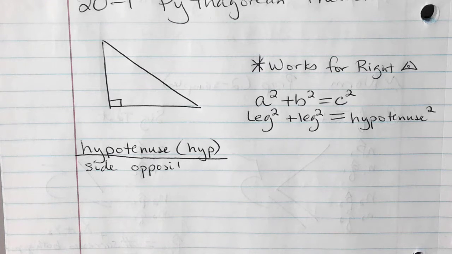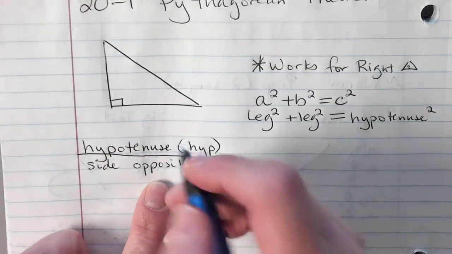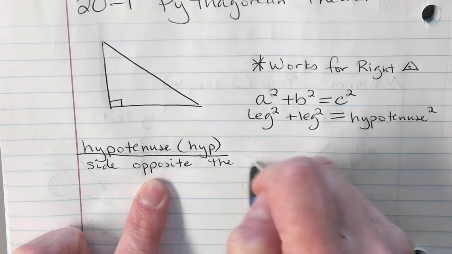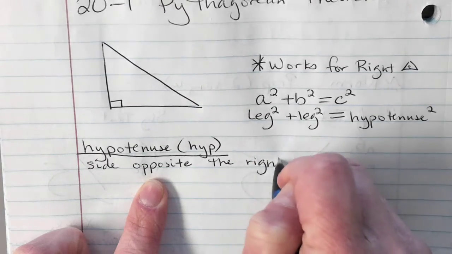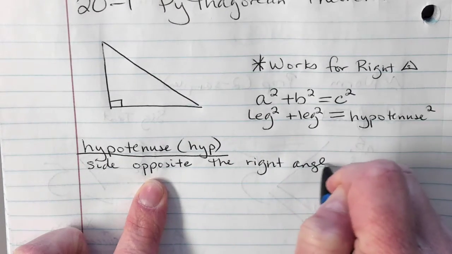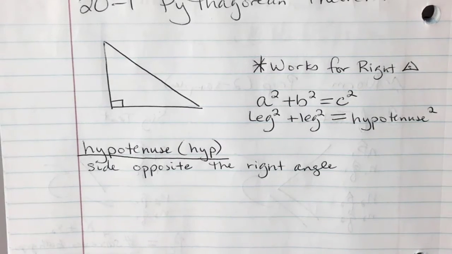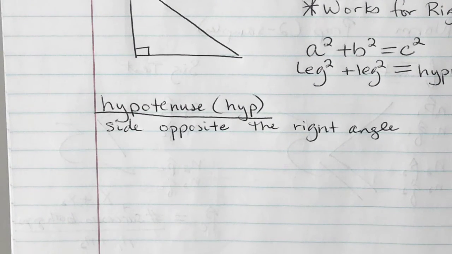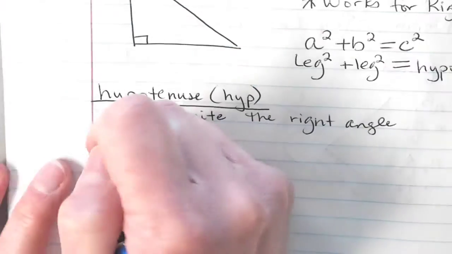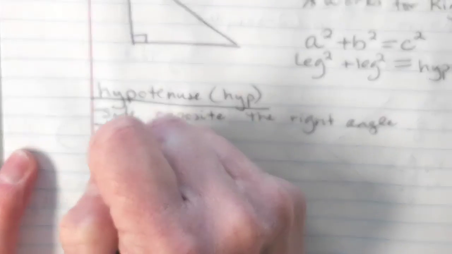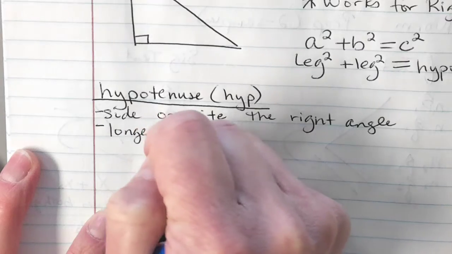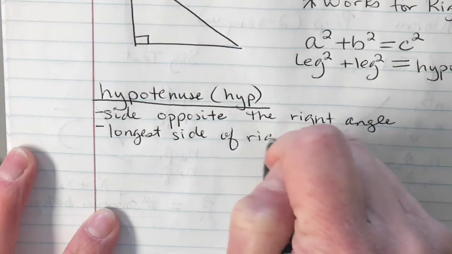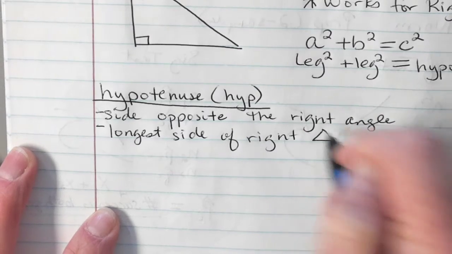Okay. So the hypotenuse is the side opposite the right angle. And as Grace shared, it is the longest side of a right triangle.